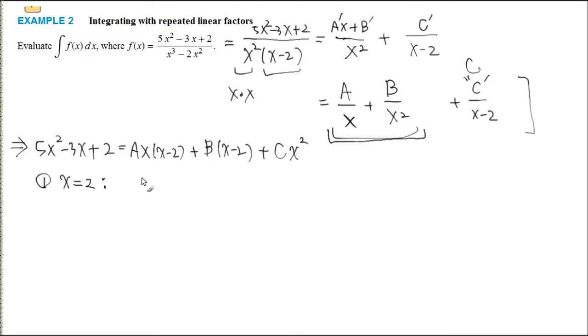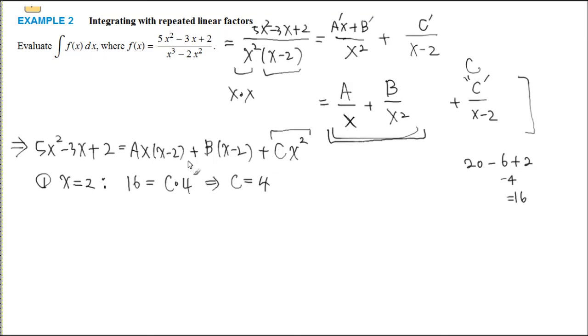And x equals 2. And what do you get on the left-hand side? 20 minus 6 plus 2. Is that 16? 16 is the left-hand side. On the right-hand side, it knocks down these two terms, x minus 2, x minus 2, and you have c times 4. Is that right? So what is it? C times 4 is 16, so c is 4. So you have that one, right?